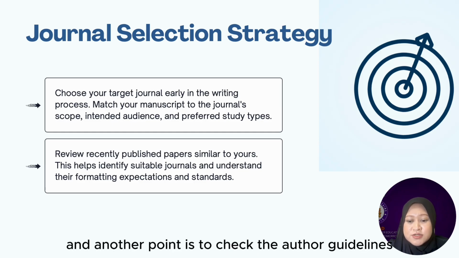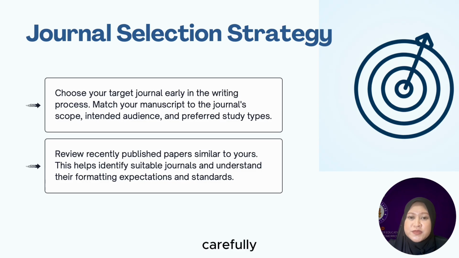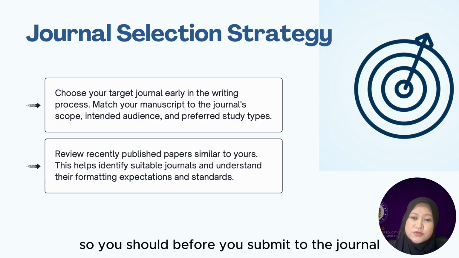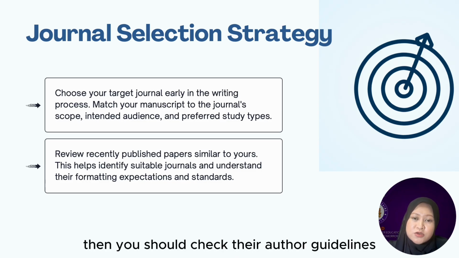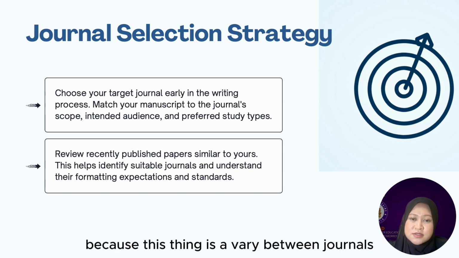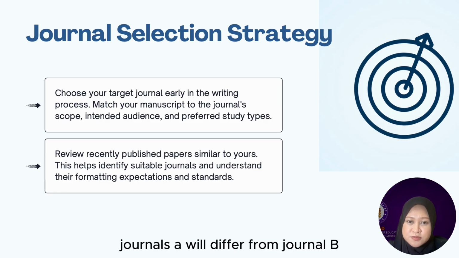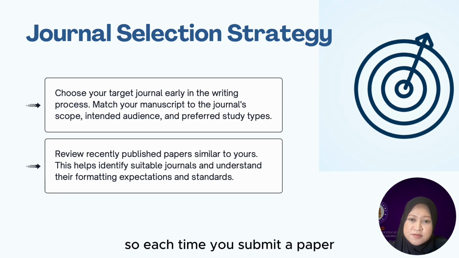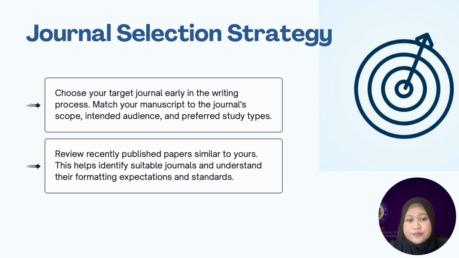And another point is to check the author guidelines carefully. This is important. Before you submit to the journal, you should check their author guidelines. In the author guidelines, they will tell you the formatting, the word limit, and the structure, because these things vary between journals. Journal A will differ from journal B. So each time you submit a paper, you should refer to the author guidelines, because if you don't follow them, it can lead to immediate rejection.